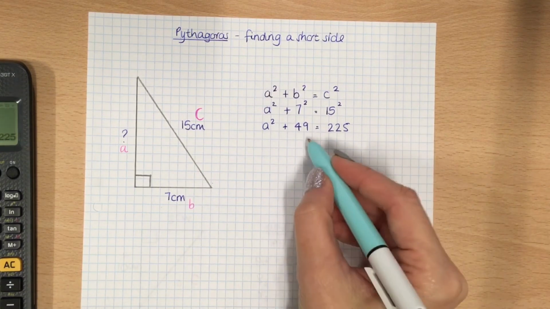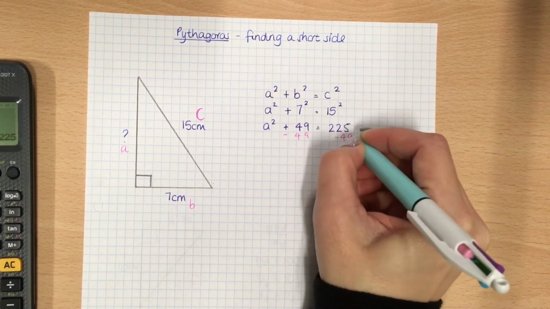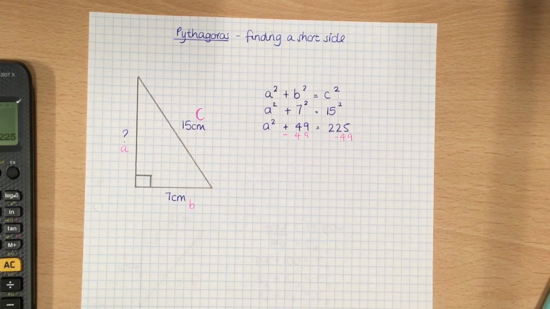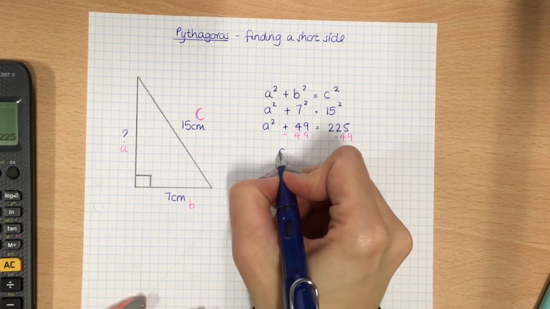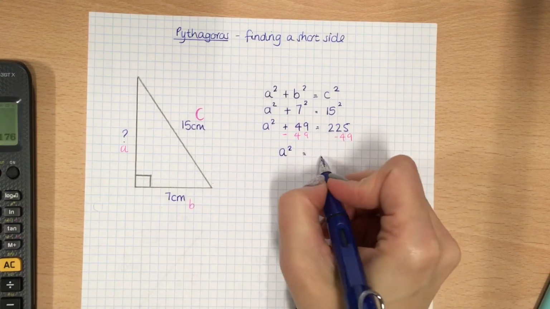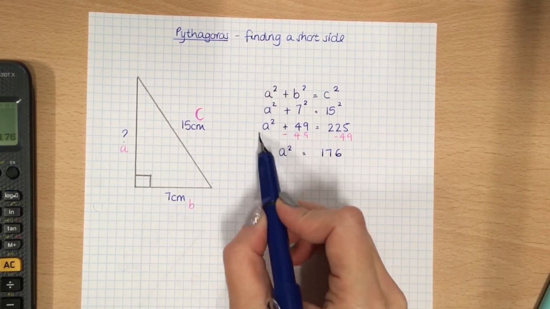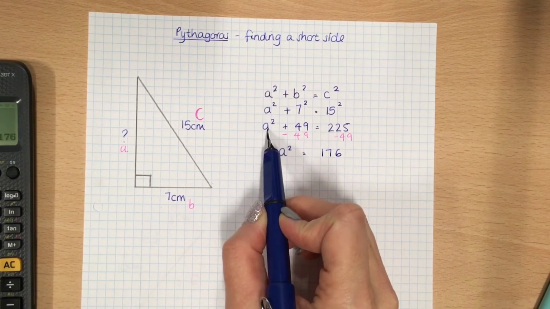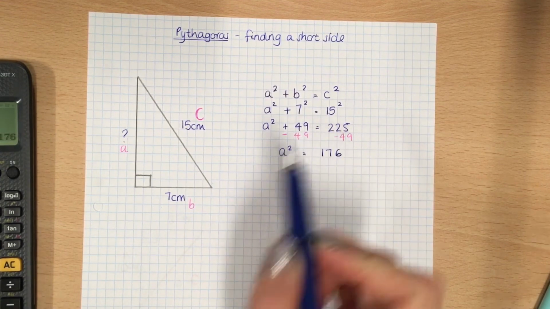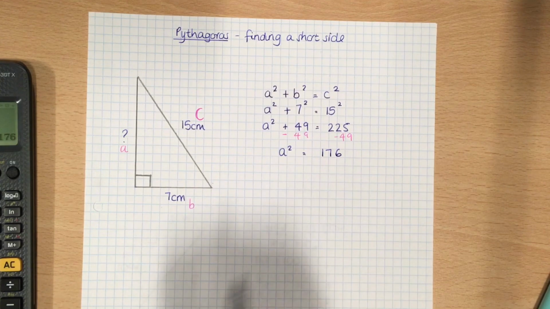So to get this on its own, we need to take away the 49 from each side. Okay, so if you remember the rules of balancing equations, whatever you do to one side, you must do to the other. Otherwise, they become imbalanced. Okay, so a squared equals 225, take away 49, which is 176. Okay, so basically that value there had to be 176. So when you added the 49, it became the 225. Okay, so a squared is 176.